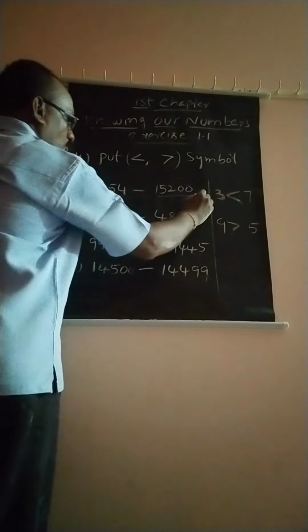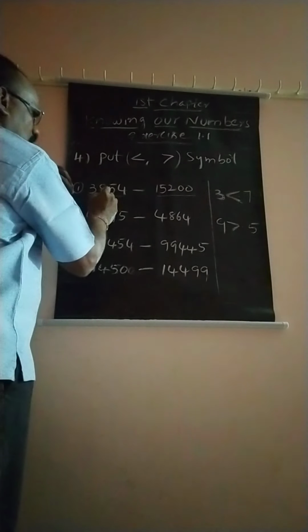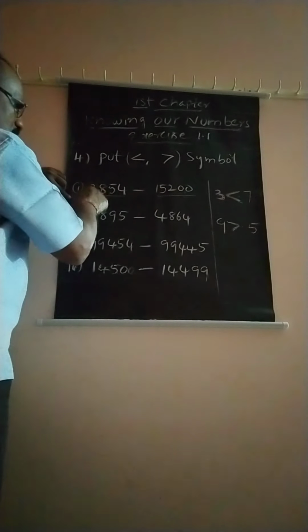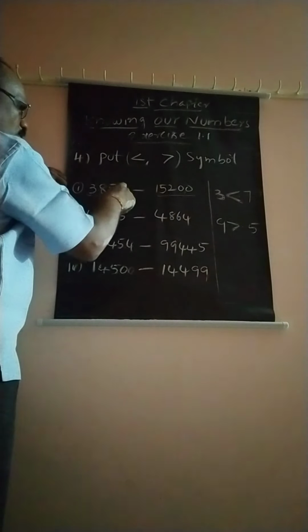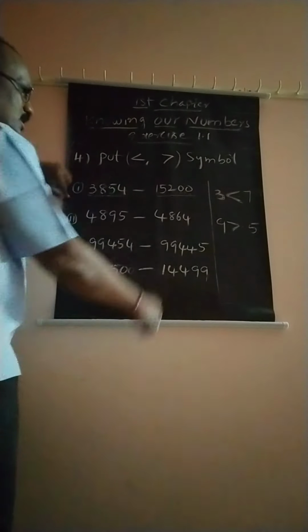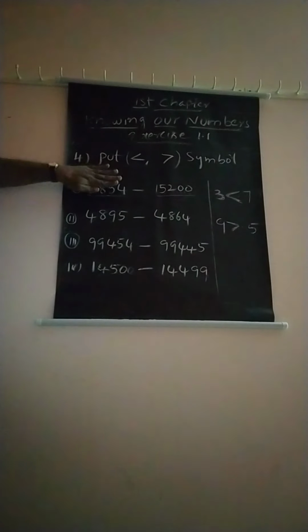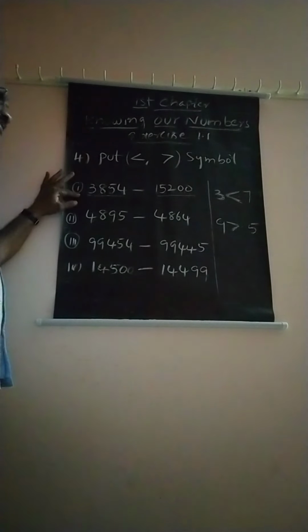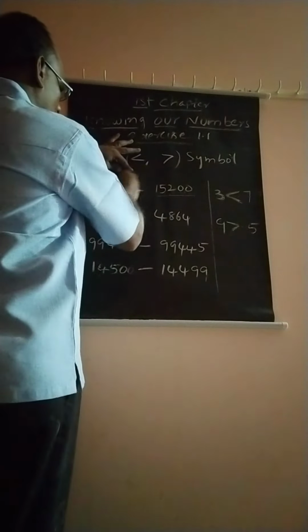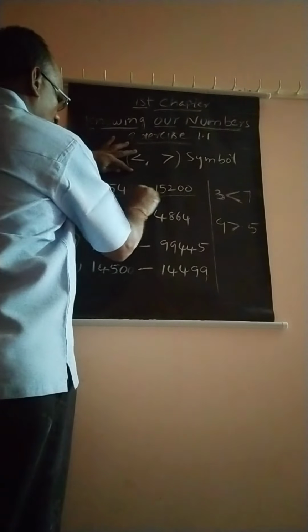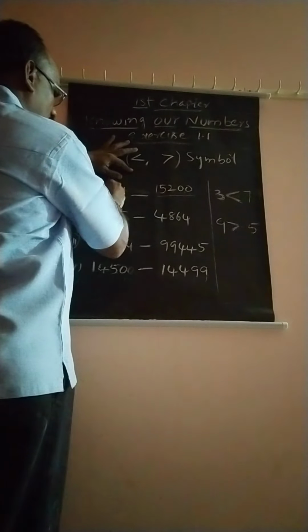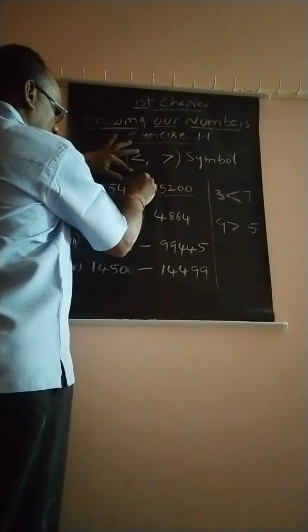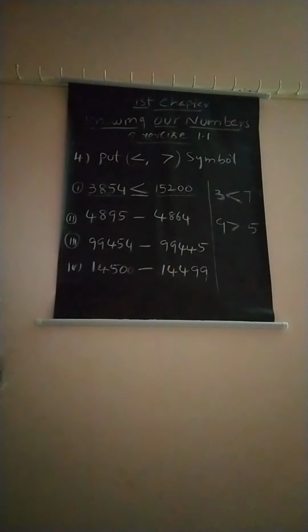3854 and 15200. This is a 4-digit number. See, 3854 is 1 2 3 4, and here 1 2 3 4 5. This is a 5-digit number. Which is the small one? A 4-digit number is always less than a 5-digit number. So this is less than, with the tail towards the small value, 3854.